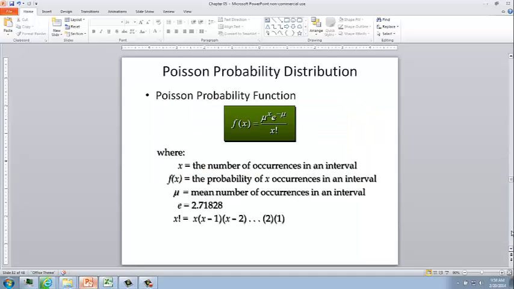This is the equation of the probability distribution for the Poisson. So what we will be interested in is x, the number of occurrences. And all we need to do is we need to know mu, the mean number of occurrences, and e is just an exponential constant. So if we know mu and x, we just plug them into this equation, and we will get the probability of x being 0, or 1, or 17.